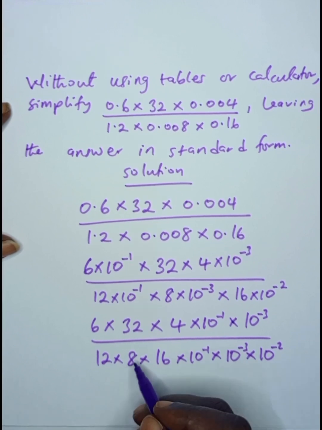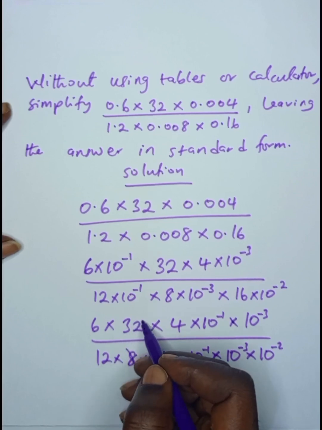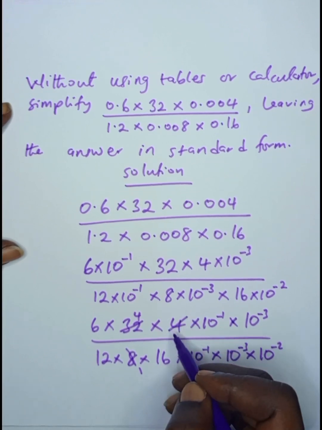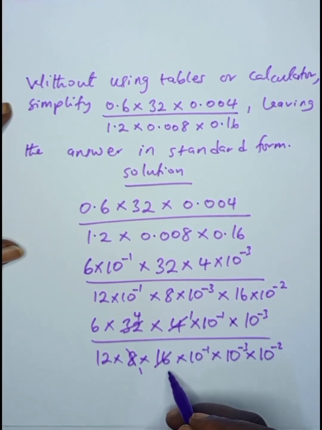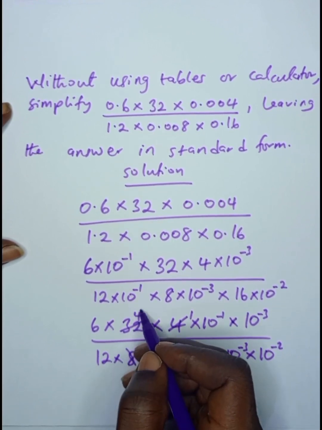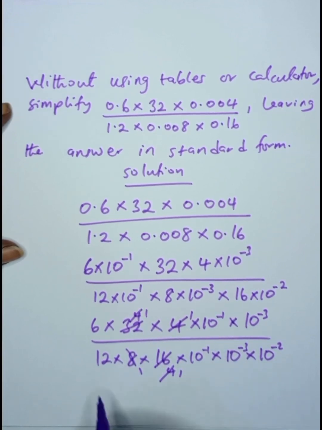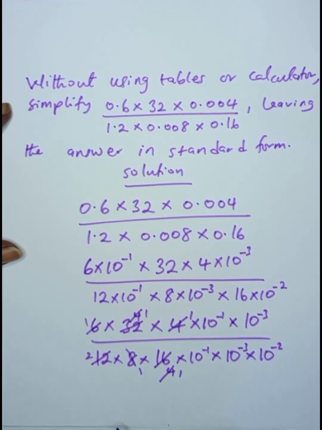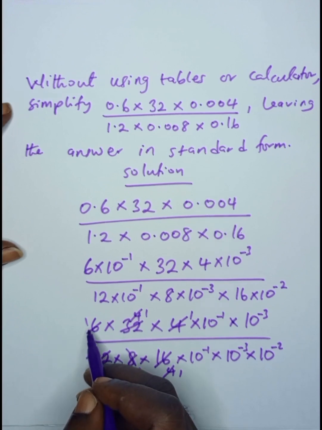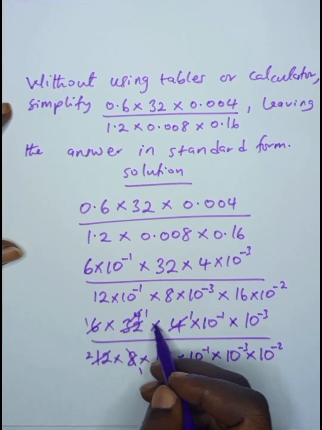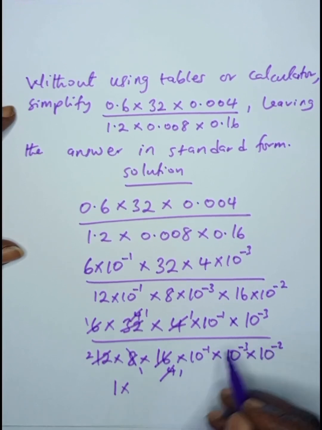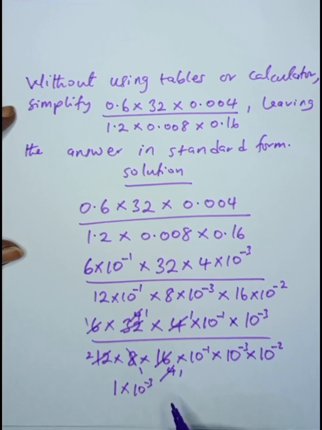So we can say that 8 goes into itself 1, 8 goes into 32, 4. Okay. Now 4 goes into itself 1, 4 goes into 16, 4. 4 goes into itself 1, 4 goes here 1. 6 goes into itself 1, 6 goes into 12, 2. So at the end, we are going to have 1 times 1 times 1, which is 1. So the top is going to be 1 times 10 raised to the power minus 3.